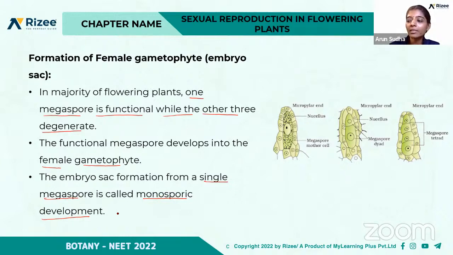Are you clear with this about the structure of the ovule and also about the process of megasporogenesis? Clear, right? So it is called monosporic development.